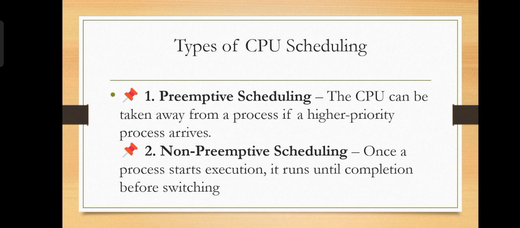And next is the non-preemptive scheduling. Once a process starts execution, it runs until completion before switching. It doesn't look at higher priority or lower priority processes. It only sees that one process runs at a time. After its completion only, it focuses on the other process.